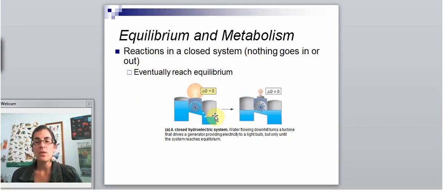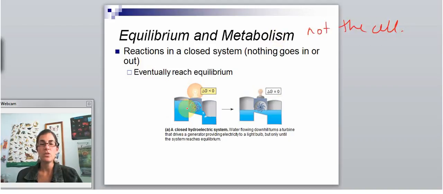So this is what equilibrium would look like in a closed system, so not the cell. The cell is not a closed system, but this is what it would look like. At first, I had some starting material in my tank of water, and so at first the water would flow from this tank to this tank, but eventually the water level evens out. So now the water's still connected, so there's water going this way, water going this way, but there's no net movement of the water, it's just balanced. And so if you imagine water flow being a little generator, there's no energy here anymore.